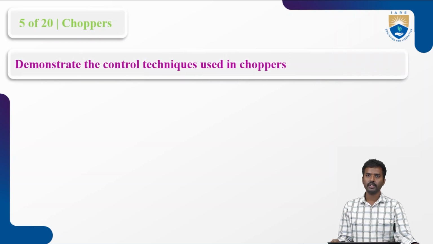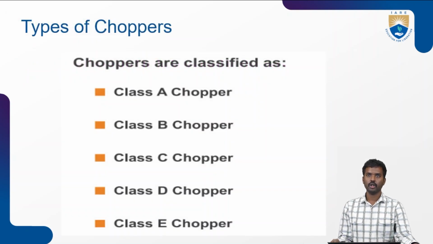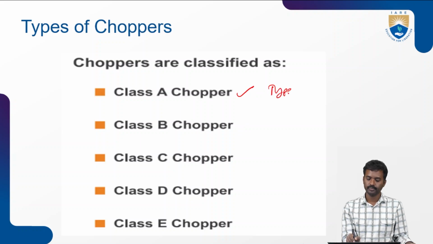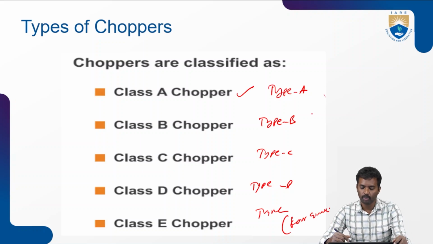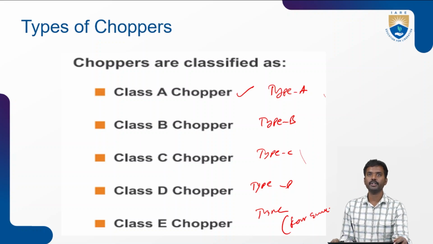Demonstrate the control techniques used in the chopper. These are the control techniques: chopper class A or type A, chopper type B, chopper type C, type D, and type E. So this is a 4-quadrant chopper. Okay, now first quadrant chopper, 2-quadrant chopper. So these are different types of choppers.